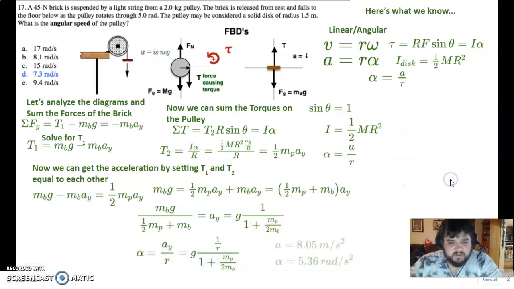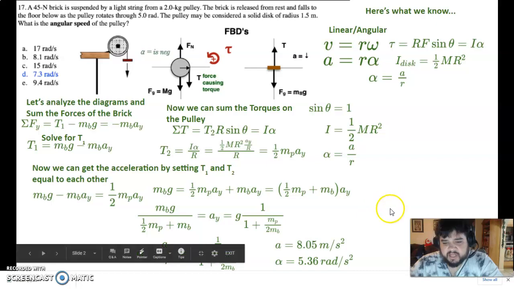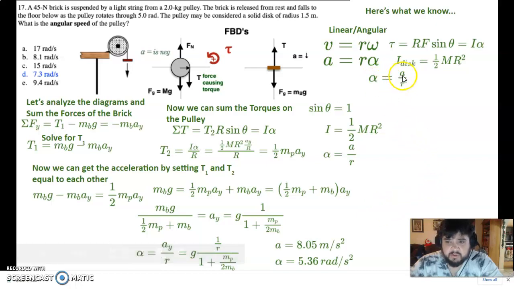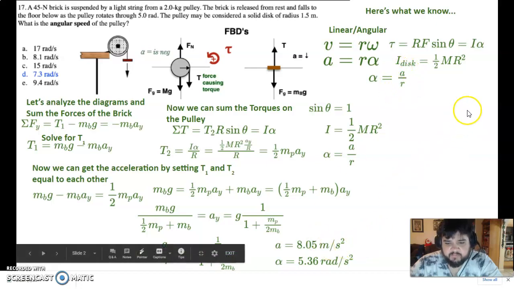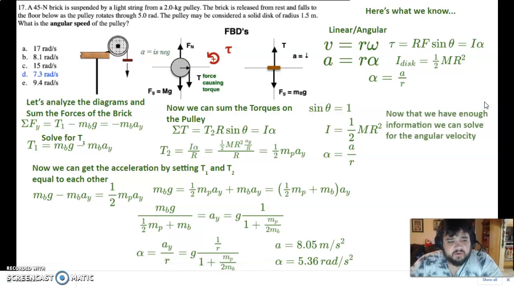So if you plug all this in and compute it, you're going to get a linear acceleration of 8.05 meters per second squared. And if you convert that to radians using alpha equals a over the radius, you're going to get 5.36 rads per second squared. So now that we have all of that information, we can go ahead and finish solving this using a motion equation.